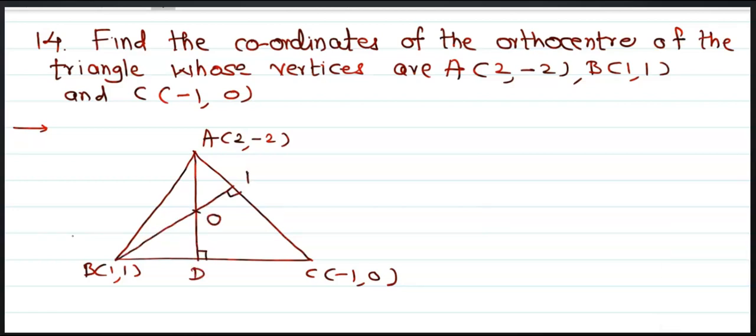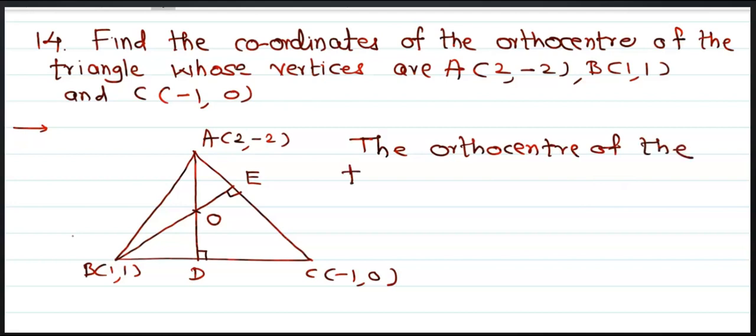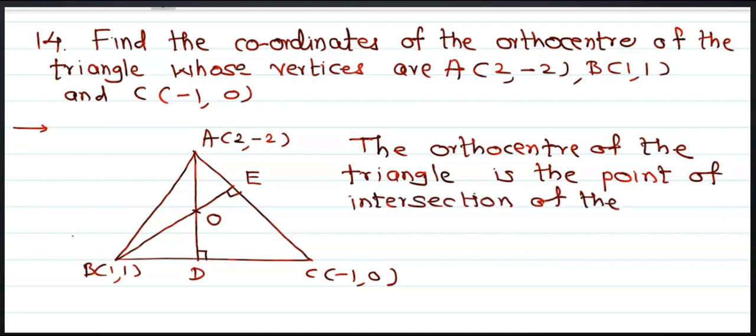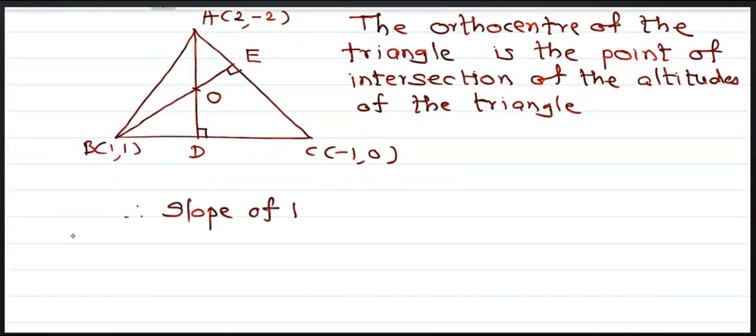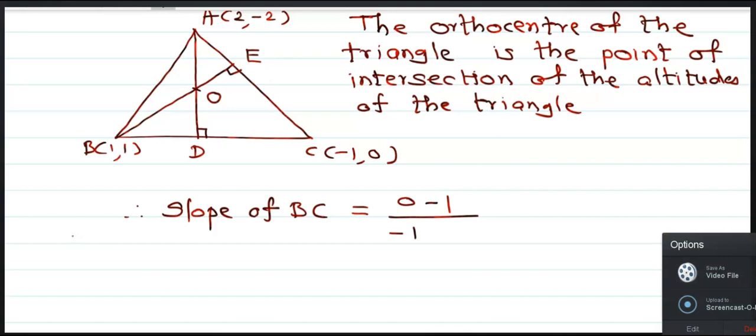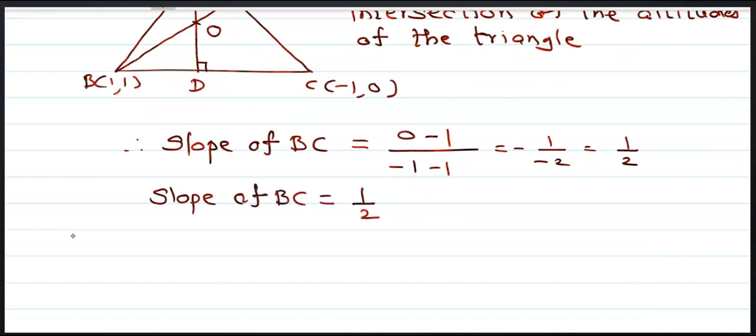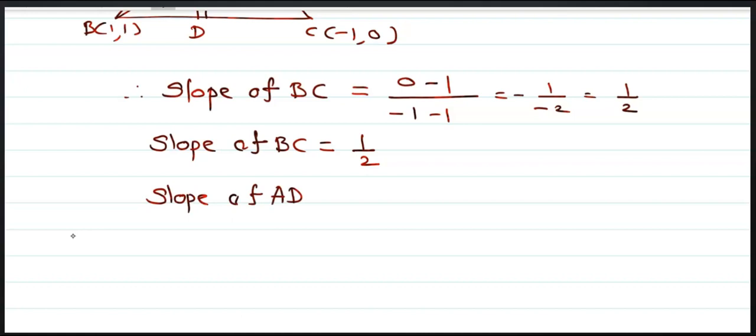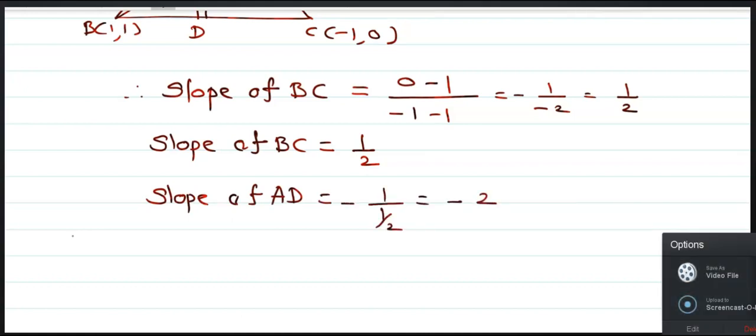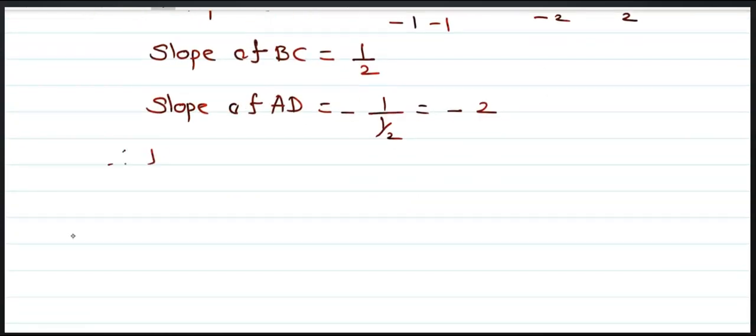Since AD is perpendicular to BC, we will find the equation of AD and the equation of BE, and solve them simultaneously. The orthocenter of the triangle is the point of intersection of the altitudes of the triangle. Now the slope of BC is 0 minus 1 upon minus 1 minus 1, that is minus 1 upon minus 2, that is 1 upon 2. The slope of BC is 1 upon 2. The slope of AD is minus 1 upon 1 upon 2, that is equal to minus 2.